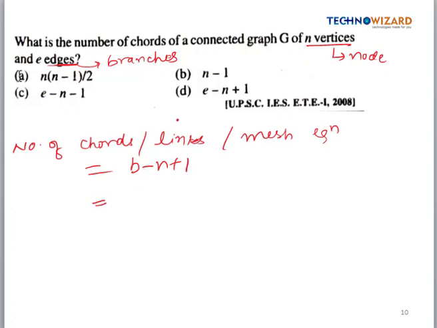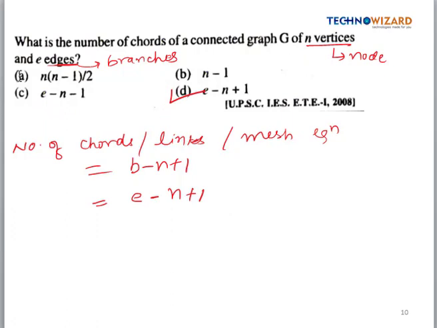So in place of branches they have given us edges, denoted by e, and they have n vertices. So the number of chords is given by the relation e minus n plus 1. So option D is correct.